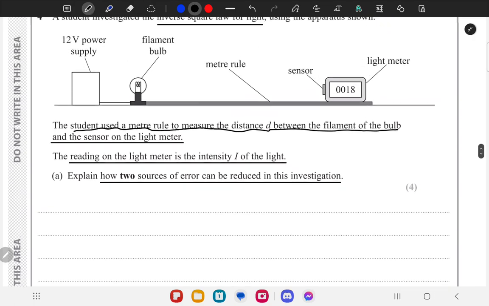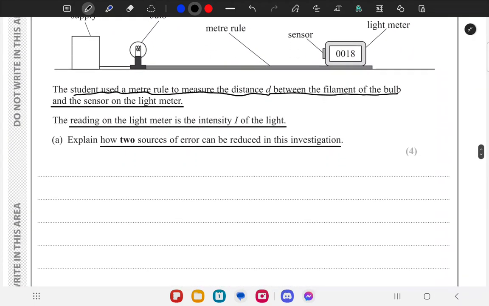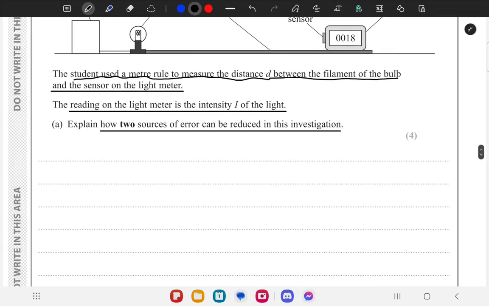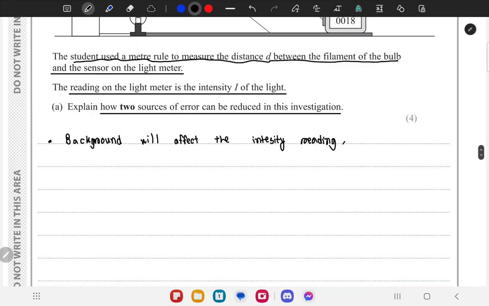One of the sources of error when we have an experiment with light would be background light. Background light will affect the intensity reading, and we have to mention how it can be reduced as well. In this case, we should conduct the investigation in a dark room or use something to block the light.